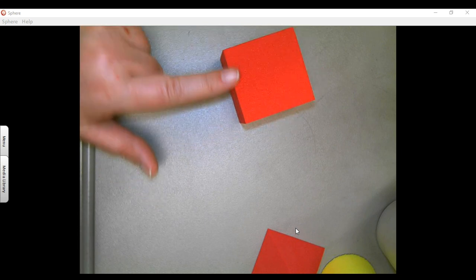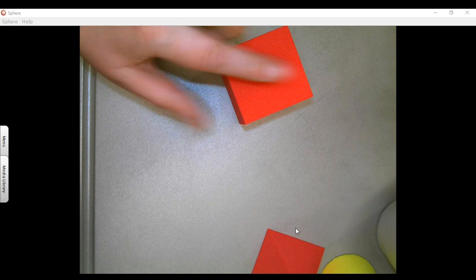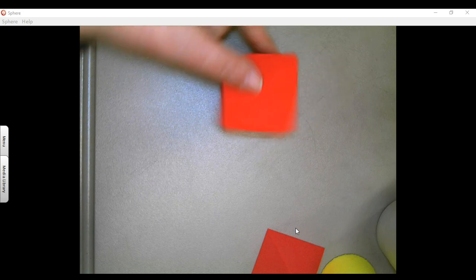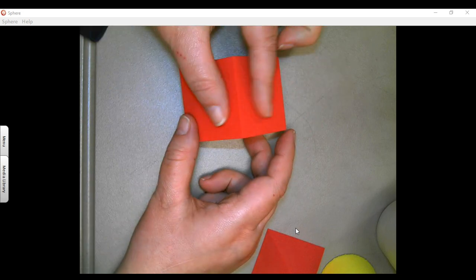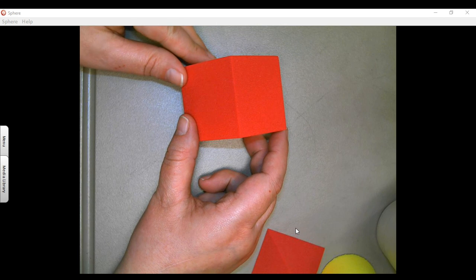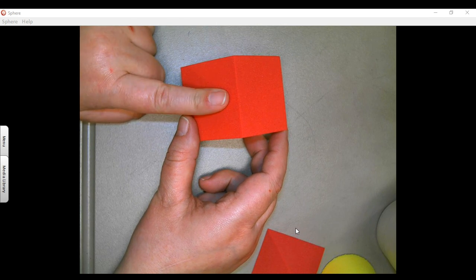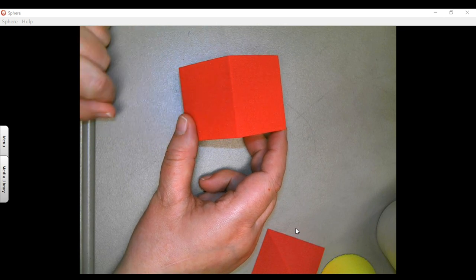The place where one face meets another face is called an edge. If there's not two faces, it is not an edge.